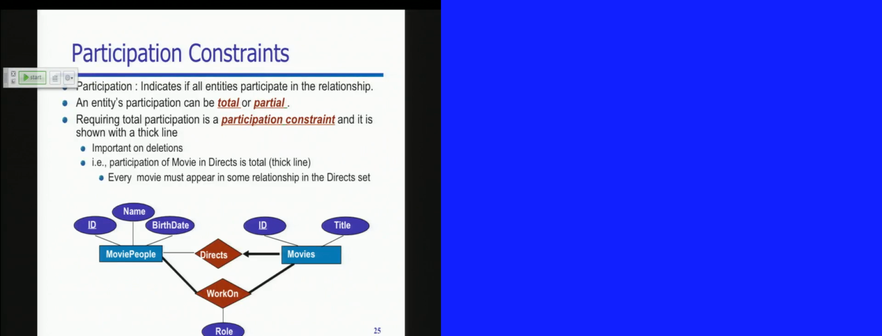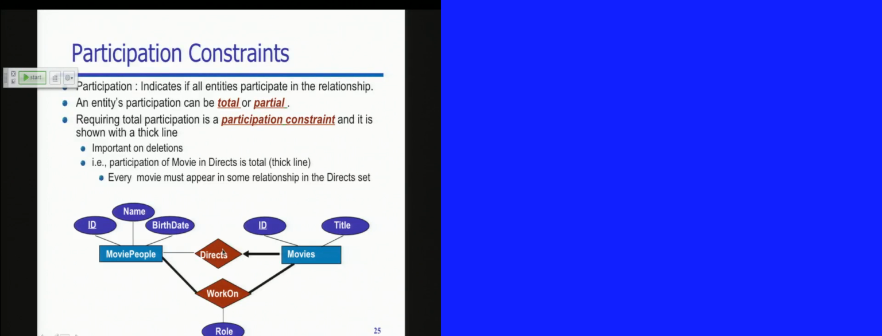Let me just say that again. You'll be considered a movie people only if there's been a movie that you worked on. So I'm not considered a movie people because I haven't worked on any movies. And a movie will be considered a movie only if it has people working on it. If it's just a movie without anyone working on it, it's not really a movie. And every movie needs to have one director because it's a thick arrow line going towards the relationship.